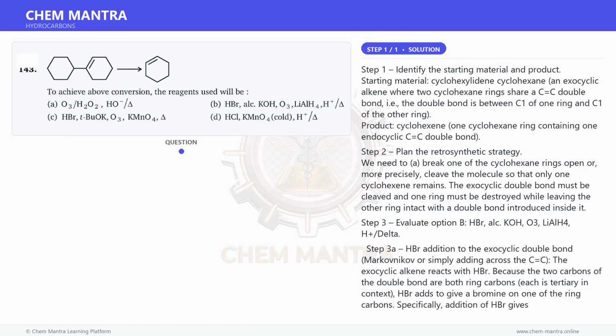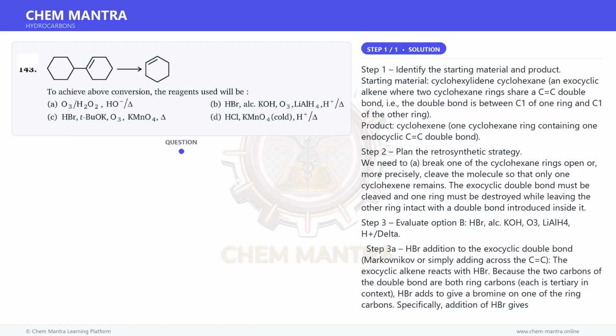The net result of the sequence HBr, AlC, KOH, O3, LiAlH4, H+, delta is conversion of cyclohexylidene cyclohexane into cyclohexene, by selectively cleaving one ring and regenerating a ring with an endocyclic double bond from the remaining fragment.